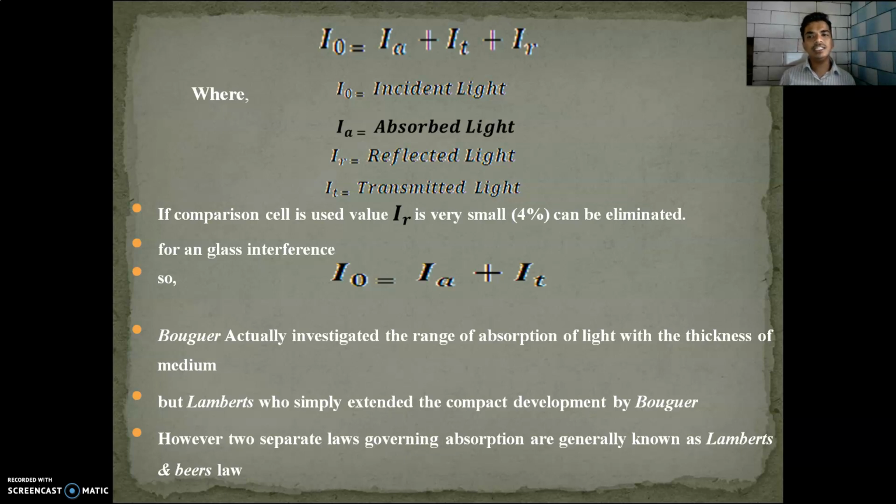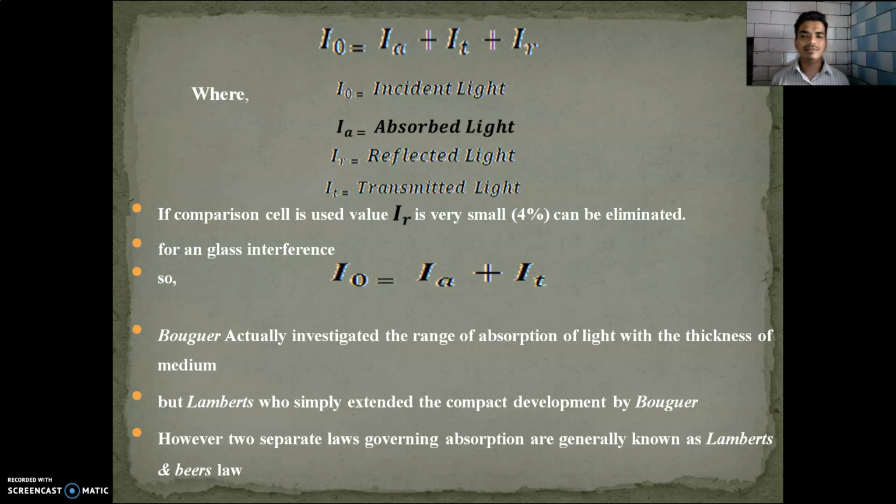So if a comparison cell is used, the value of IR, that is the reflection, is very small. It can be about 4%, meaning reflection is 4%, for example, so reflection is a negligible consideration. So the equation becomes very short in this case: I0 is equal to IA plus IT only. We don't want to consider the IR reflection in this case.